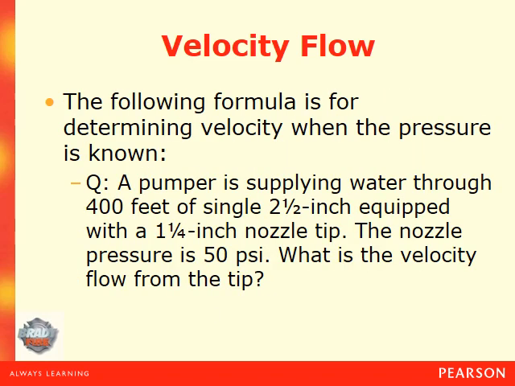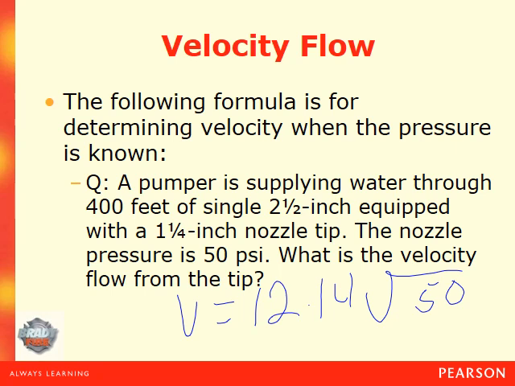So our formula for this one is 12.14, and that's always going to be the same for this particular setup. So velocity equals 12.14 times the square root of nozzle pressure, which is 50. So the square root of 50 is going to be, what, 7.07, and then 7.07 times 12.14. Get out the calculator here, and that equals about 85.83.